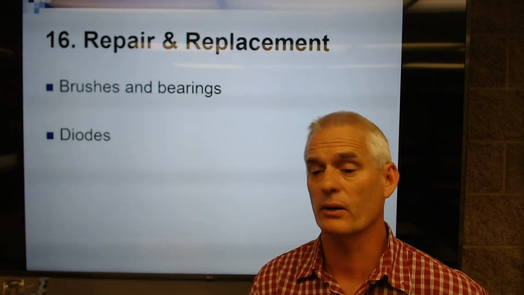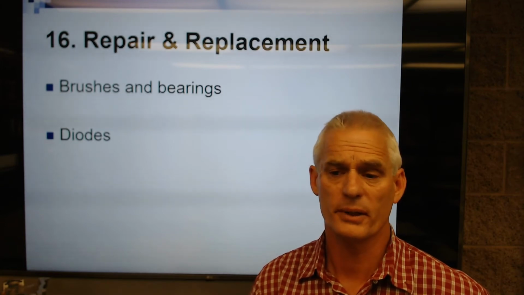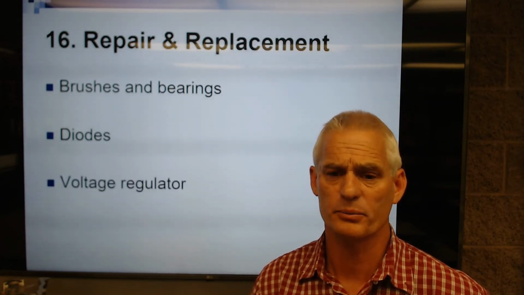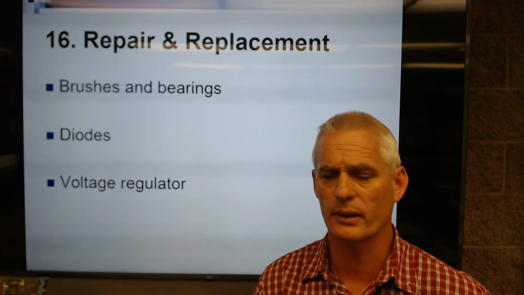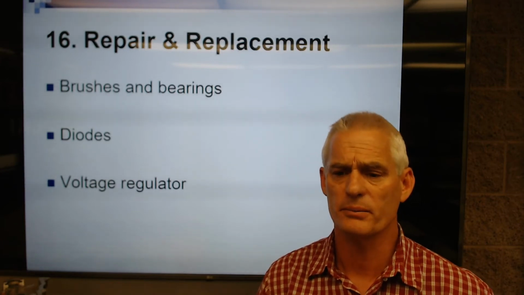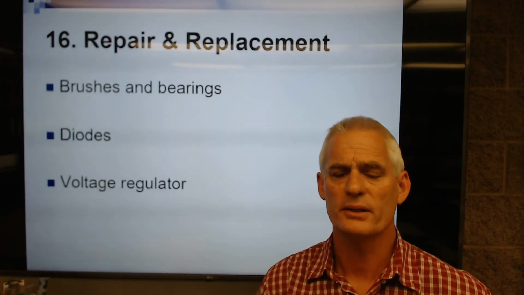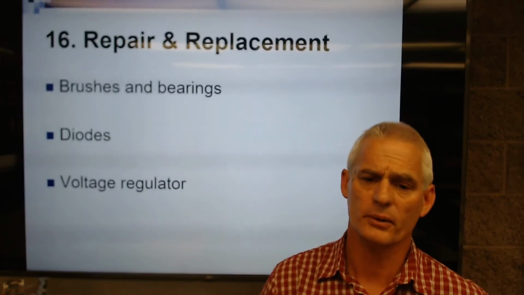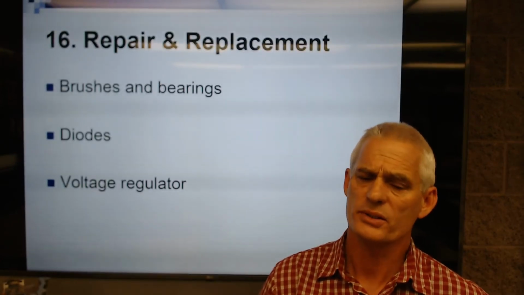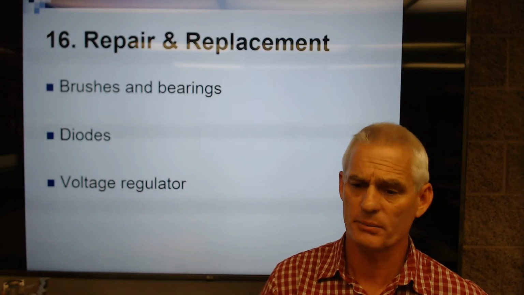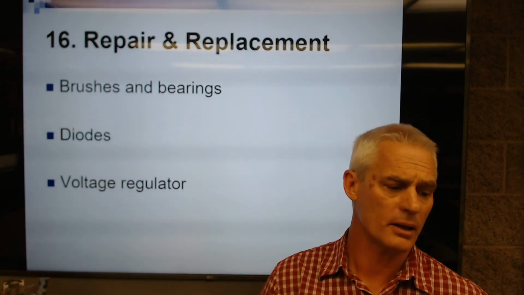But on something very large, like a piece of farm equipment or a big truck, we may replace the diodes, brushes, and bearings and the voltage regulator to rebuild that alternator because it might be too expensive or difficult to get a new assembly, but it depends. But the brushes, the bearings, the diodes, and the voltage regulator can be replaced, although not really commonly done anymore.